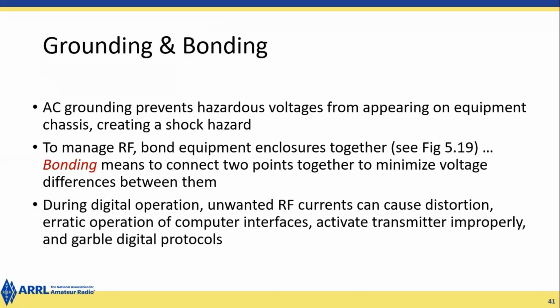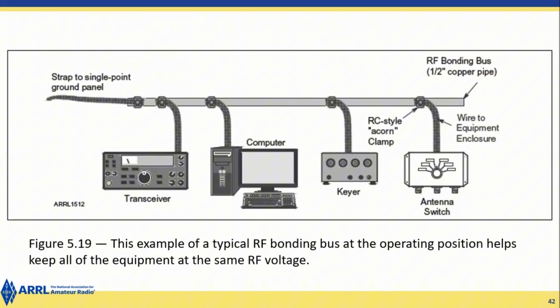Here's an example of a typical bonding of RF components in your shack. You want to keep all the equipment at the same RF voltage, the same potential. So in this case, he's got a solid copper bus with short straps between each of the pieces of equipment, and then a single point ground somewhere. This is a good setup. I have a similar setup at my station. It's been working pretty well lately, so it works out pretty good.